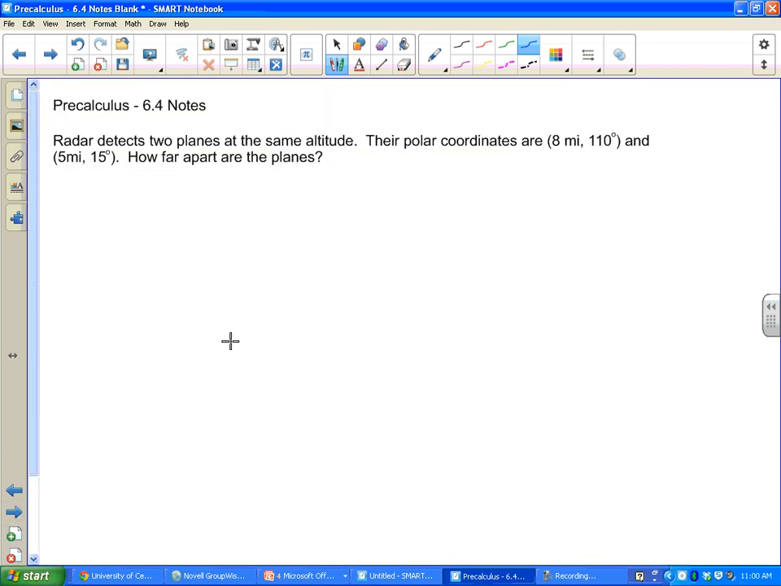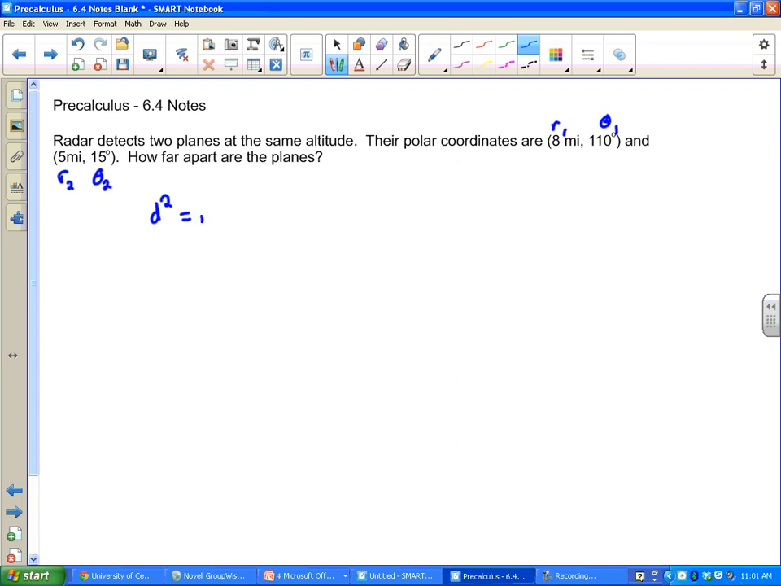So then we have kind of an application problem here that basically, if we are looking on a radar, they actually use polar coordinates on radars and airplanes and stuff, and so we can use basically a form of the law of cosines. So let's call this r1 and theta 1 and r2 and theta 2.